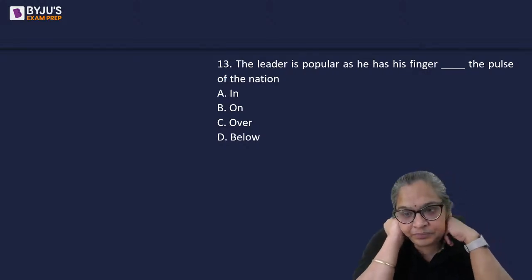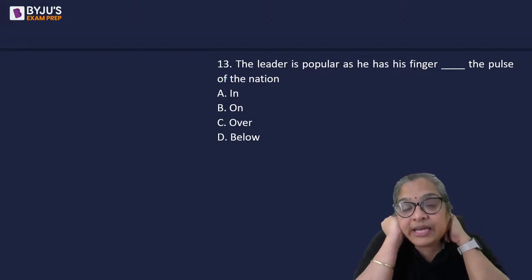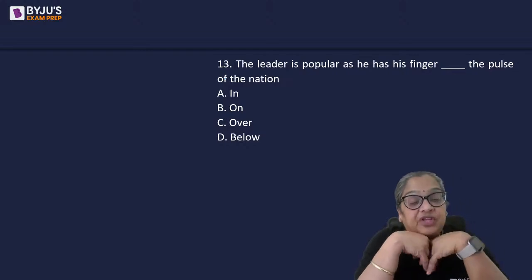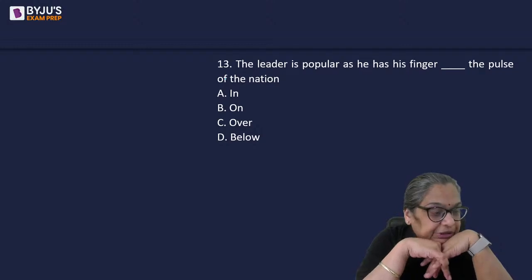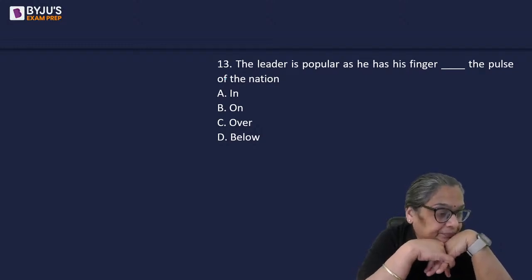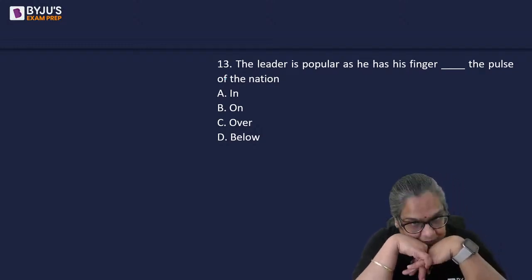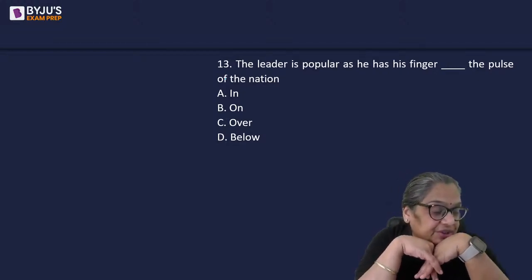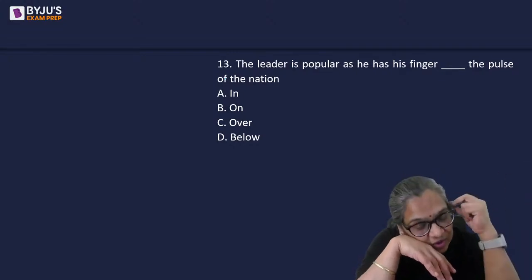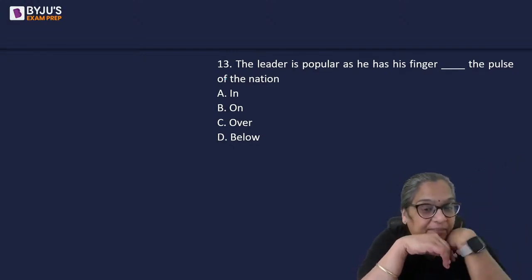Phrasal verb. The leader is popular as he has his finger dash the pulse of the nation. In, on, over, below. What would be the answer? Question 13. Say it, the word will automatically come to your mind and then tell me.